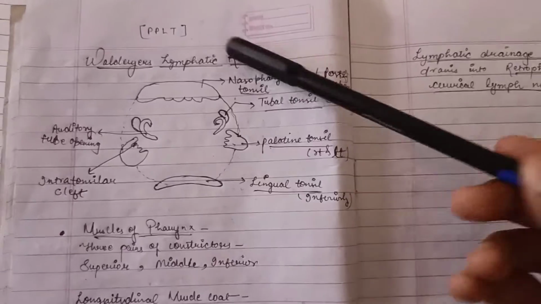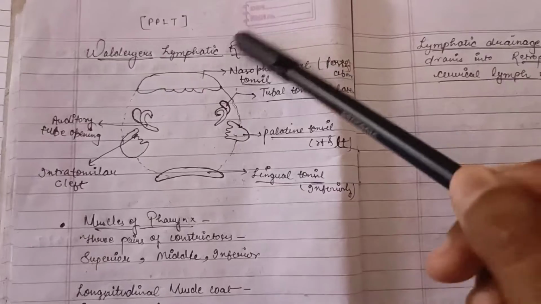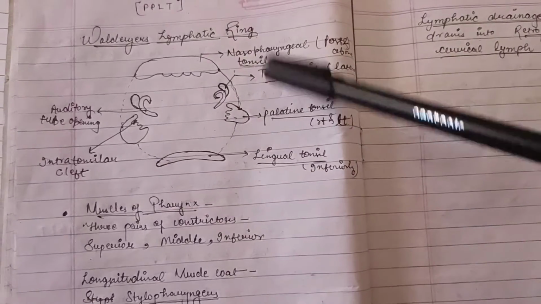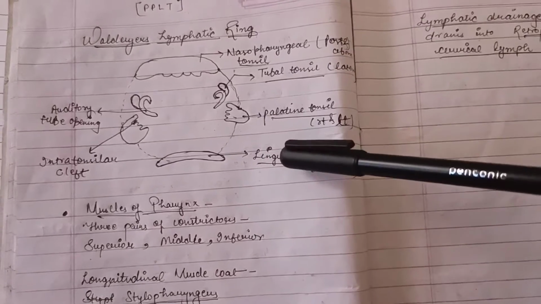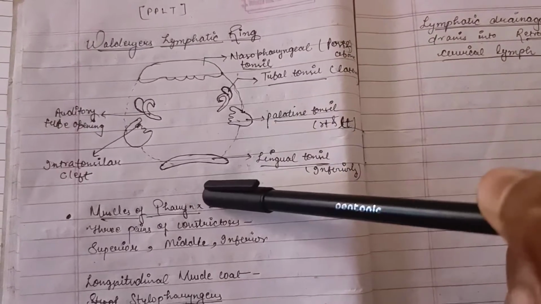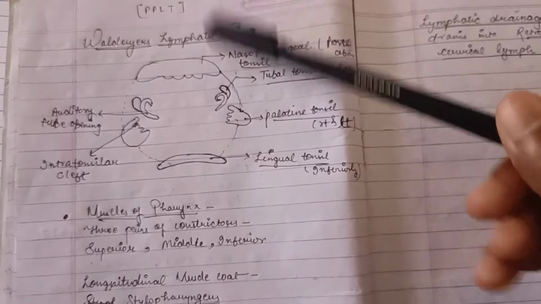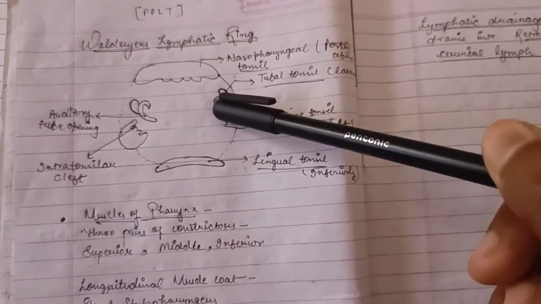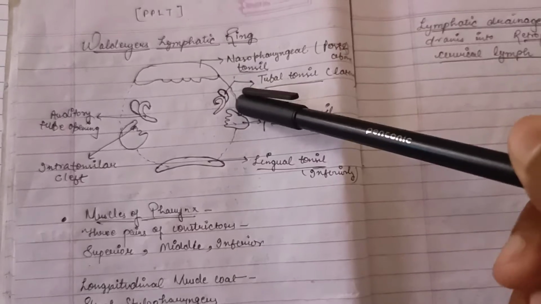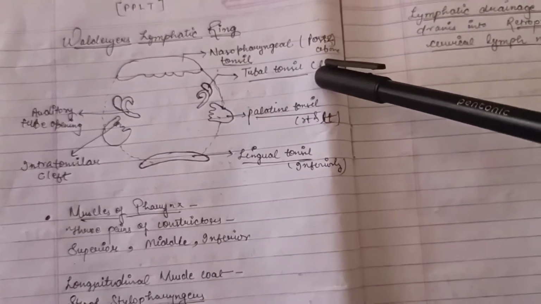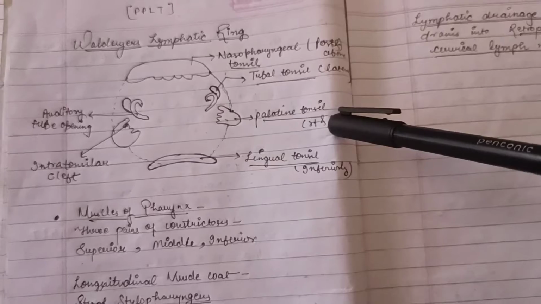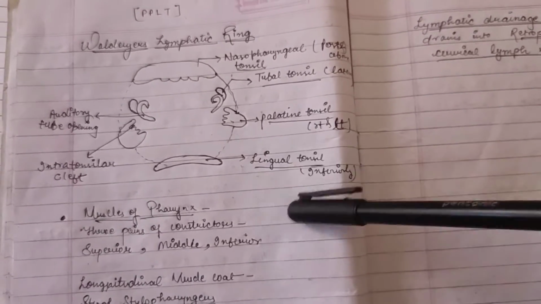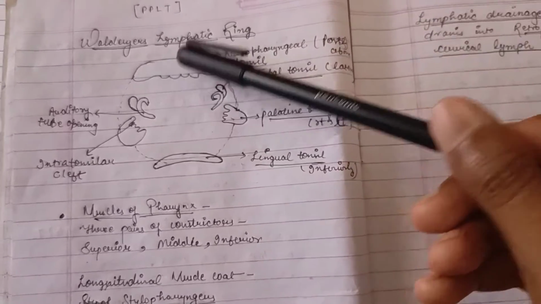Now, let's talk about Waldeyer's lymphatic ring. What is that? It is a set of extensions of our tonsils. Posteriorly and above there is the nasopharyngeal tonsil, laterally there is the tubal tonsil, the palatine tonsils are on the right and left, and the lingual tonsil is the inferior structure of the Waldeyer lymphatic ring.